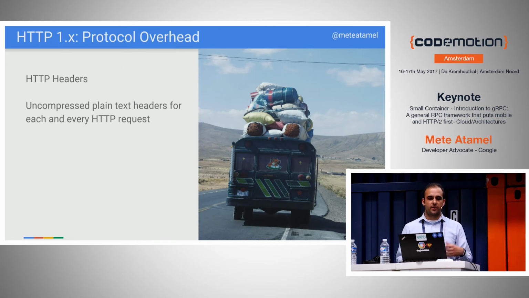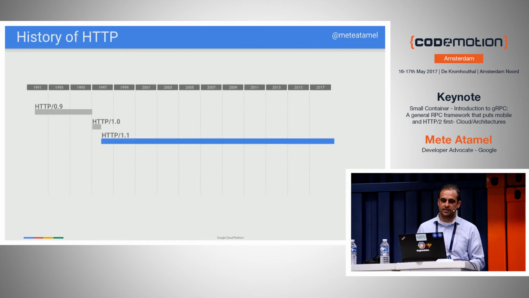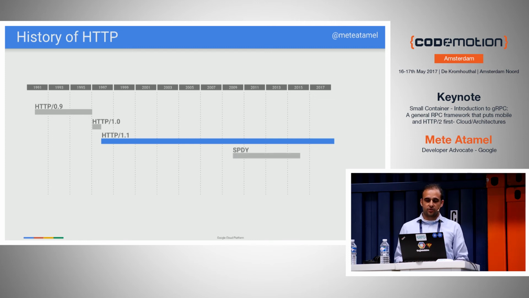So there were HTTP headers, they were plain text, and they were sent over and over again all the time. There was no compression, there was nothing there. So that was a lot of overhead for us. What happened is that around 2009, at Google and other people as well, they started working on something called SPDY to address some of these problems. And SPDY turned into HTTP2. So now everyone is behind HTTP2. All the stuff that happened in SPDY got rolled into HTTP2.